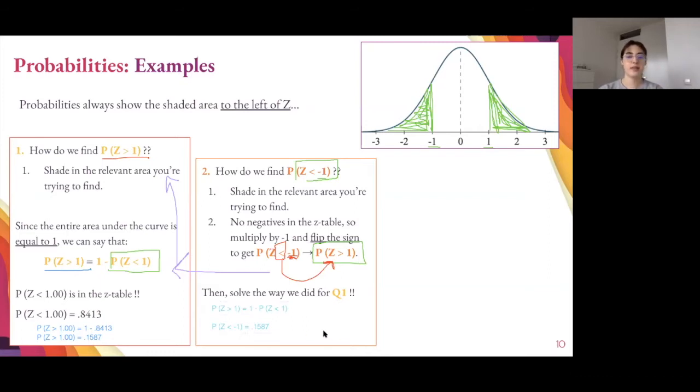So it's the exact same way that we did it in example 1, except this time, the first thing that we were given was a negative number, which we then had to translate into a positive number and then solve for the probability.